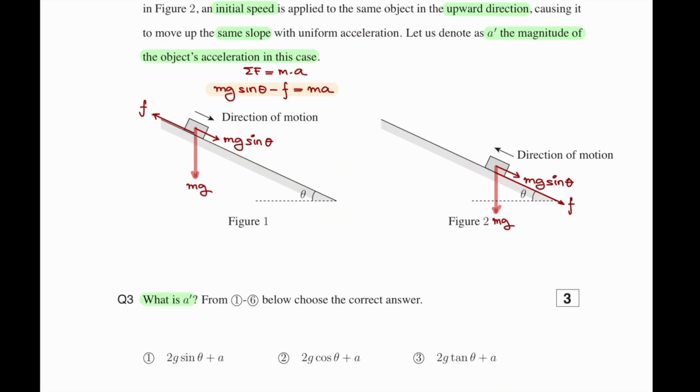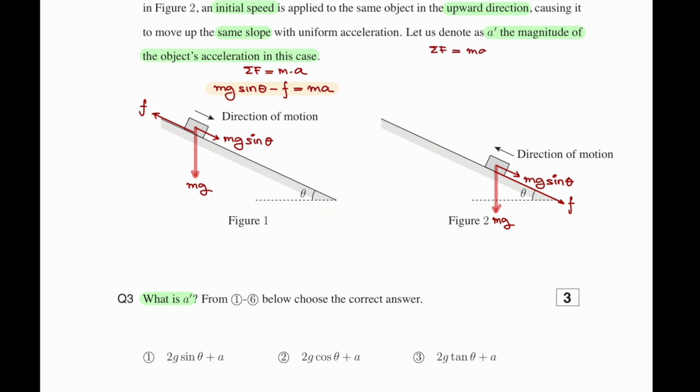So by using Newton's second law, I get net force is equal to m times a. Be careful about the sign. The object is moving upward, but these two forces are down. So instead of positive, I should write negative mg sin theta minus f equals m times a prime. The acceleration is a prime.